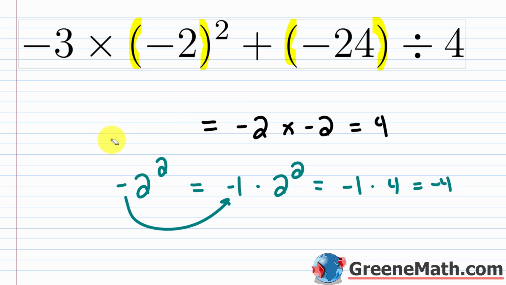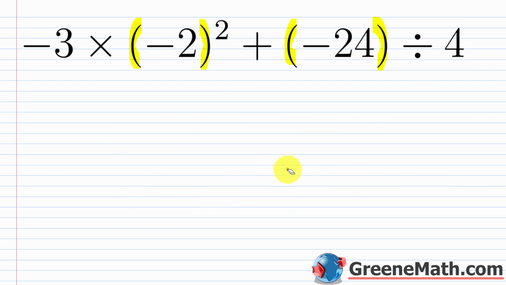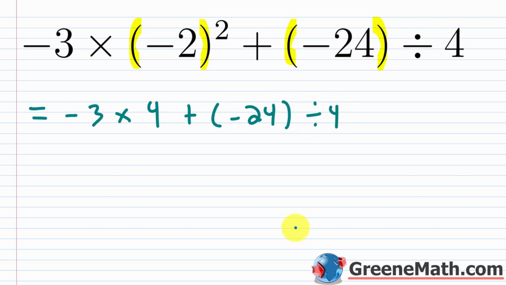So let me get rid of this. And what we're going to do is put equals here, and I'm just going to replace this with a +4. So we have -3 and then times +4, and then plus you have -24 and then divided by 4. So I've taken care of my exponents. The next thing again is multiplication or division working left to right. So here I see that I have multiplication and I have division.